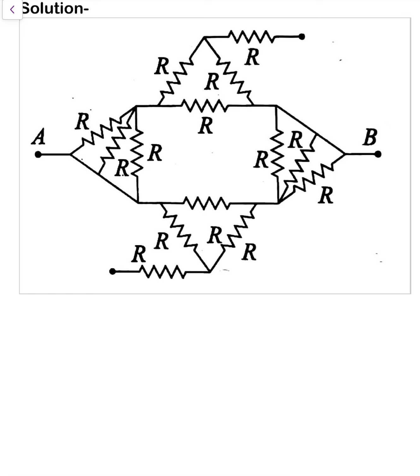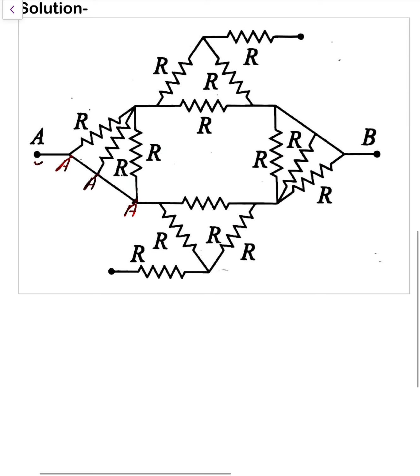If you see very carefully, if that point is A, that is also A, that point is also A, and that point is also A. Clear or not? Because there is no resistance between these points. Same thing here: that point is B, so those are also B, and this is also B, and this is also B. Clear or not?